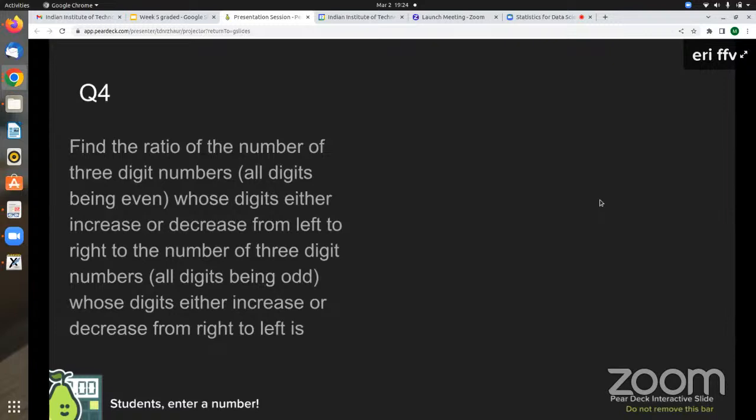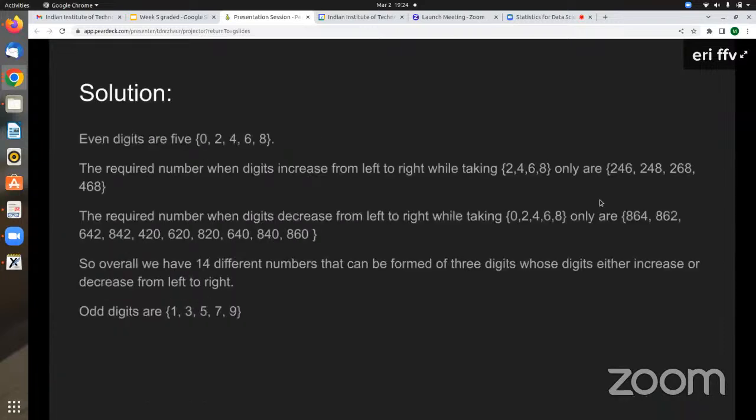Dividing ways in the question: the ratio of the number of ways where all digits are even on the numerator side, and all digits are odd on the denominator side. You have to find the ratio of those ways. But that will become too simple. Still, you have to use the logic. We'll try to add that kind of thing. But this logic is clear to you, right? How to solve that question? Yes, sir.